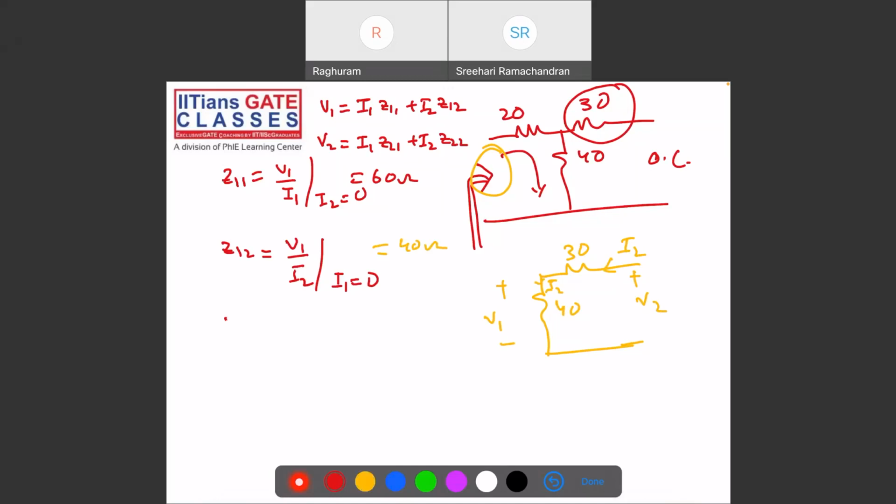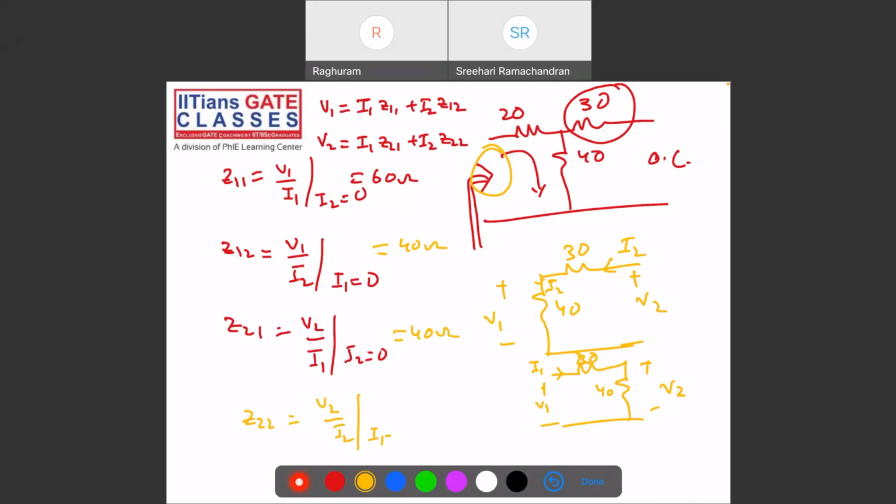Similarly, Z21 is V2 by I1 when I2 is equal to 0. So the circuit will be something like this. Are you understanding, or am I going fast? No, I'm understanding well. This is I1, this is 20 and 40. So again, what is V2 by I1? 40 ohms. Z22 is again V2 by I2 when I1 is equal to 0. When I1 is equal to 0, V2 by I2, you'll get 70. This is the total impedance.